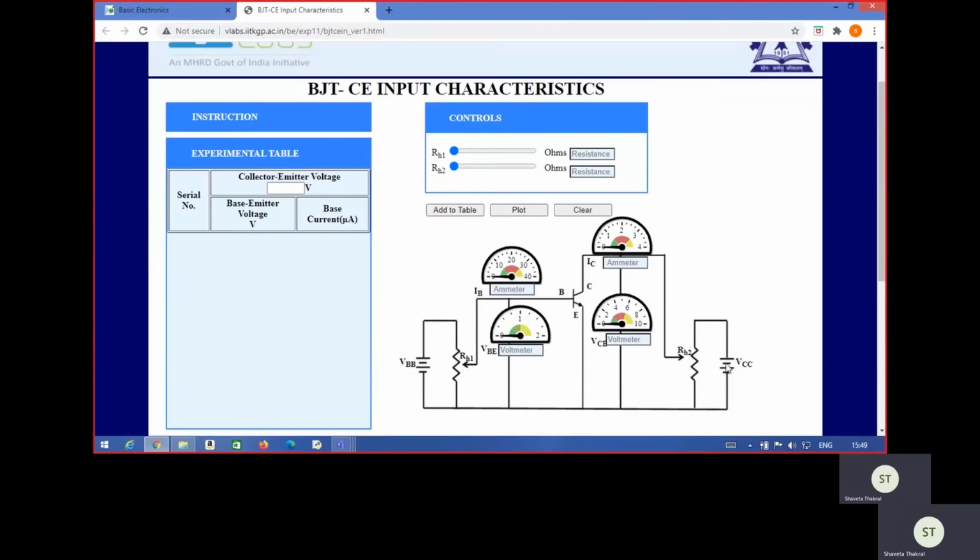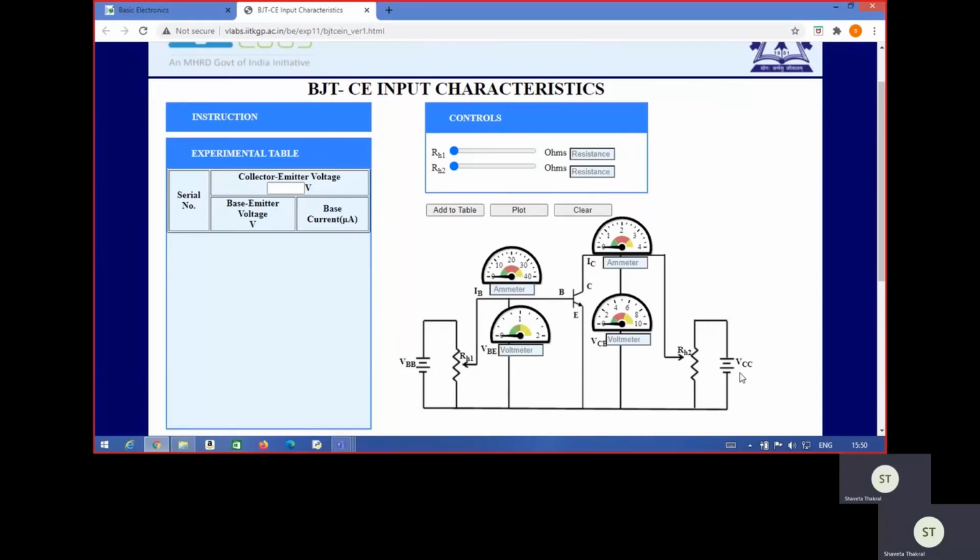So one supply is put at the base terminal, that is designated as VBB, and the other supply is put at the collector terminal, and that is designated as VCC. And we have put here two rheostats, one rheostat to vary the potential VBB and a second rheostat to vary the potential VCC.